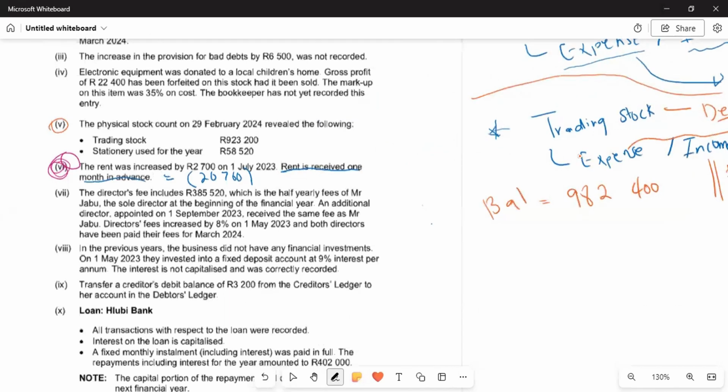Now here they say electronic equipment was donated to a local children's home. The gross profit of 22,400 has been forfeited on the stock had it been sold. Now, meaning that this electronic equipment is trading stock. Because remember, trading stock are those assets that you sell to your customers, right? And they said, okay, if we were to sell this electronic equipment, we would get a gross profit of 22,400. Now, the markup on this item is 35% on cost. The bookkeeper has not yet recorded this.